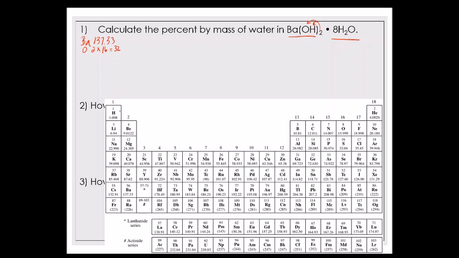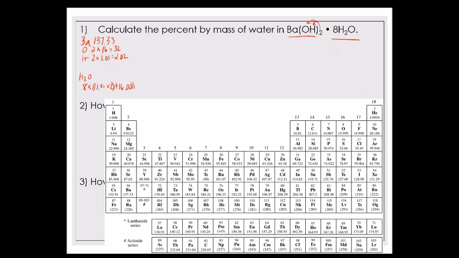2 times the H, we look over here, we round it to 2 decimal places. H is going to be 1.01, so that's going to be 2.02. And last but not least, we need to look at our waters over here, and there's 8 of them. So for our water, we're going to multiply it by 8. Now in the water, it's 1.01 for the hydrogen, but there's 2 of them, so we multiply by 2 there. And then we're going to add in the 1 oxygen at 16.